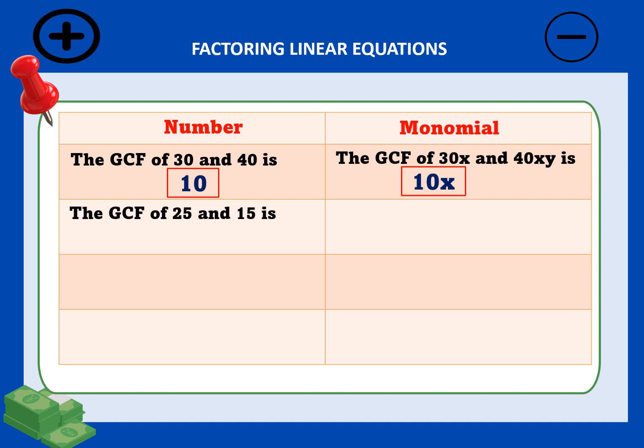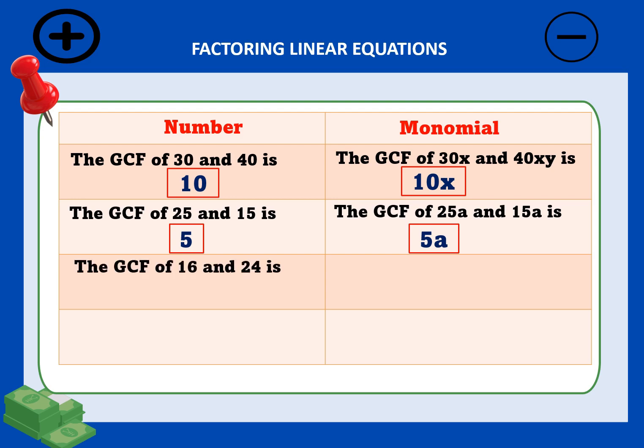Another one, what is the GCF of 25 and 15? Alright, the answer is equal to 5. What is the GCF of 25a and 15a? Alright, the answer is equal to 5a. Another one, what is the GCF of 16 and 24? So, the greatest common factor of 16 and 24 is 8.